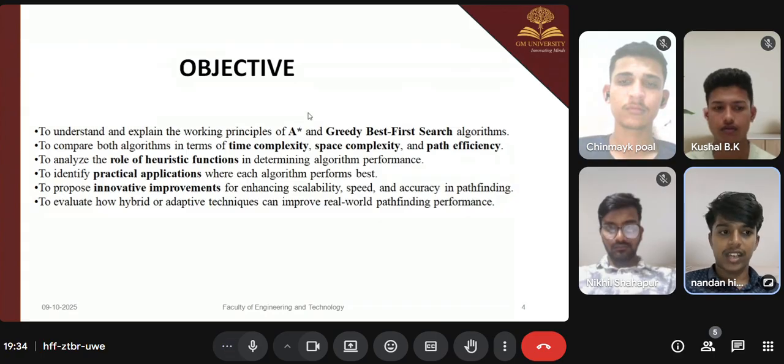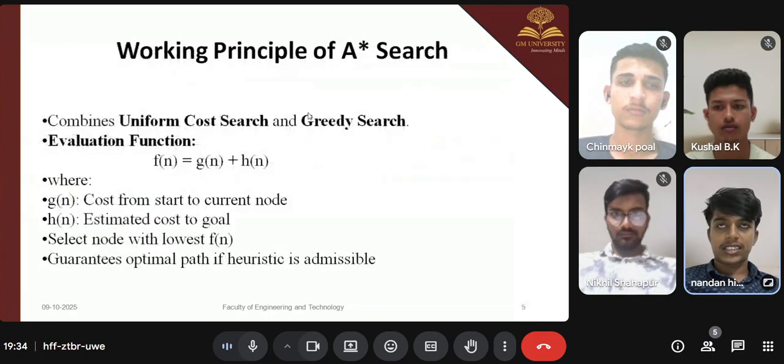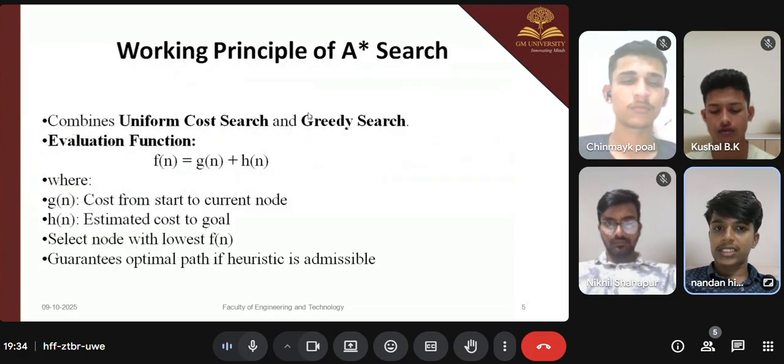In the next slide, we have the working principle of A star search. There are two algorithms, A star search and greedy best first search. A star search combines uniform cost search and greedy search, with evaluation function f of n is equal to g of n plus h of n, where g of n is the cost from start to current node, and h of n is the estimated cost to goal. Select the node with the lowest f of n; it guarantees an optimal path if the heuristic is admissible.